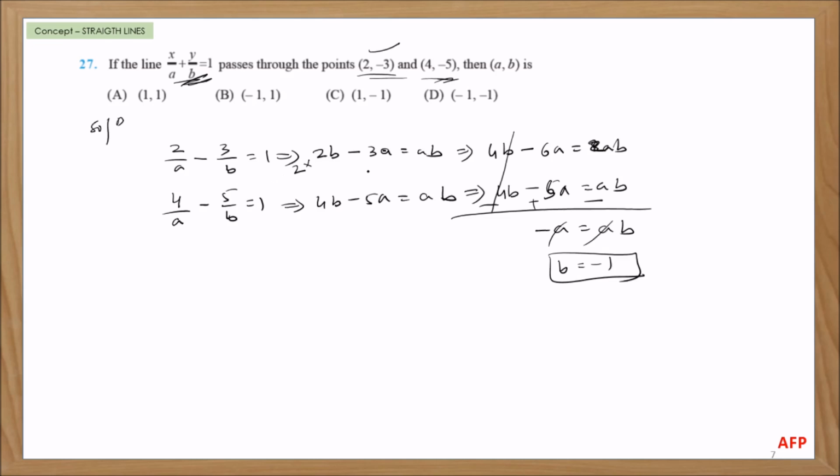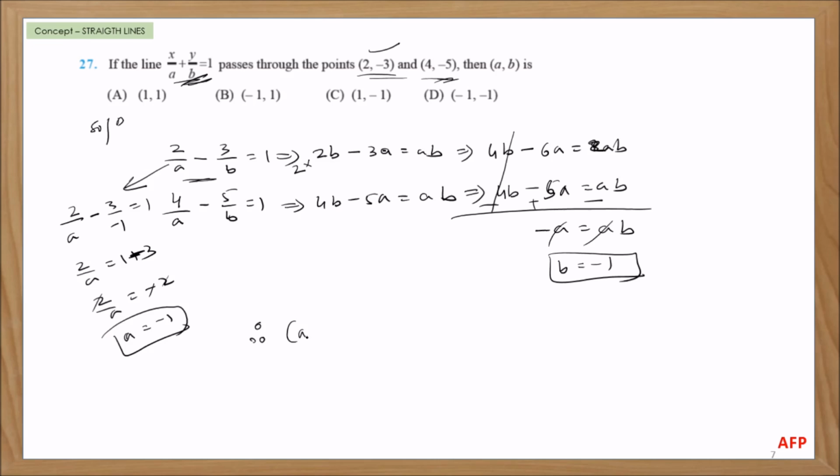If you substitute b is equal to minus 1 in this equation, so 2 by a, 3 by minus 1 is equal to 1. So minus into minus is plus, you will get 2 by a is equal to 1 minus 3, you will get 2 by a is equal to minus 2, 2 also cancels, a is equal to minus 1. So therefore (a, b) is (minus 1, 1). So D is the option which we are having.